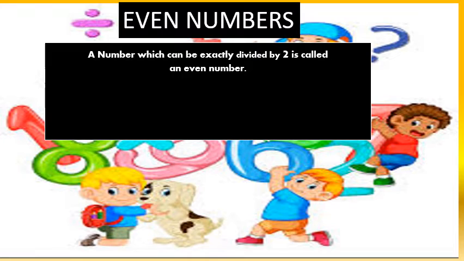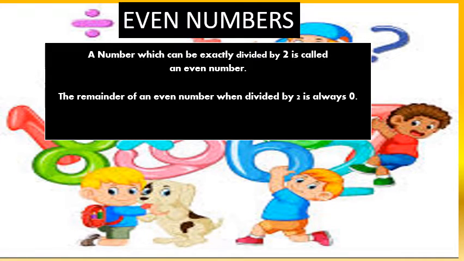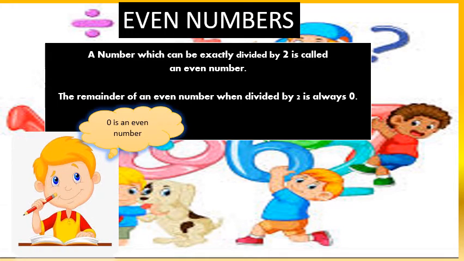And what happens when 2 is a factor? If you divide any number by its factor, then the remainder will always be 0. So the remainder of an even number when divided by 2 is always 0. And 0 itself is an even number. Now since here we are dividing by 2, the rule of divisibility by 2 applies here.